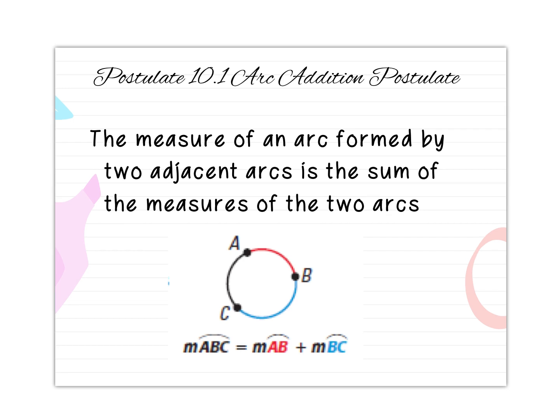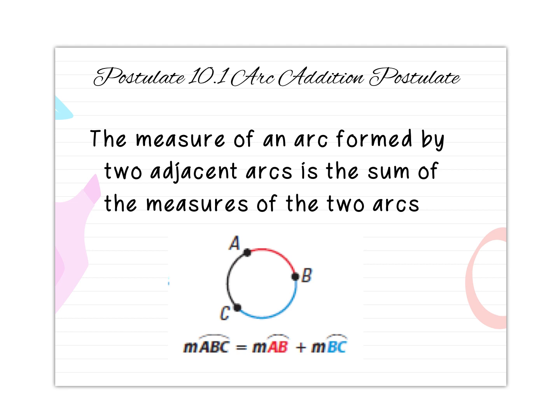So here we're going to talk about this arc addition postulate. And this is very similar to angle addition postulate and segment addition postulate that you guys learned in the very early chapters. And basically it says that the measure of an arc formed by two adjacent arcs is the sum of the measures of the two arcs.